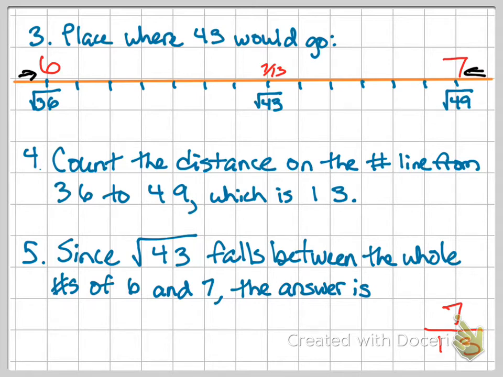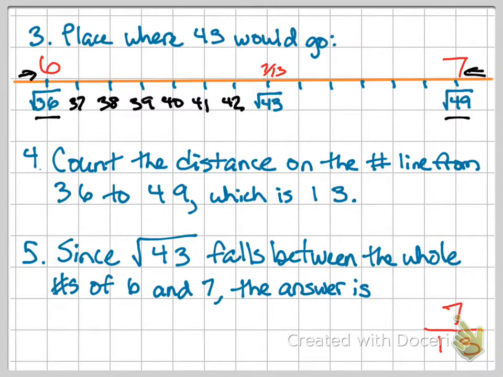The distance between the square root of 36 and the square root of 49 is 13 spaces. So after you know that, that's really important, find where the square root of 43 would be. To do that, literally count. This would be 37, 38, 39, 40, 41, 42, and there you go, 43.